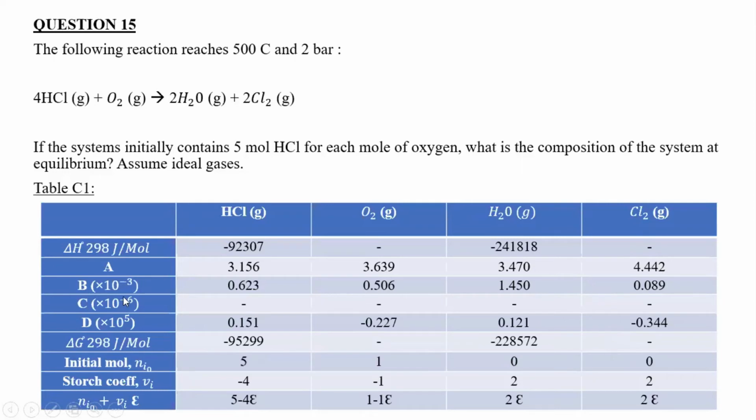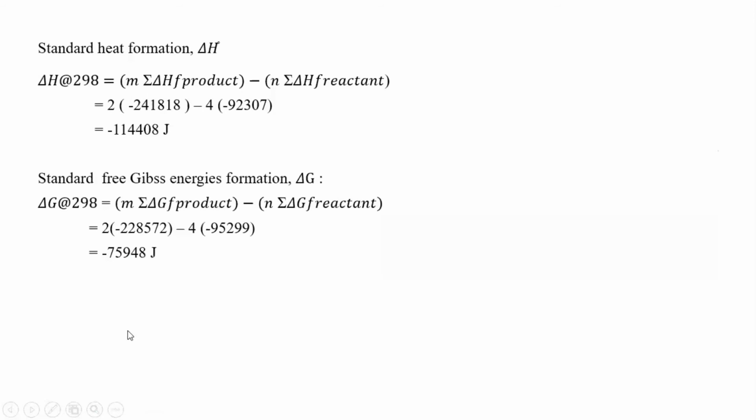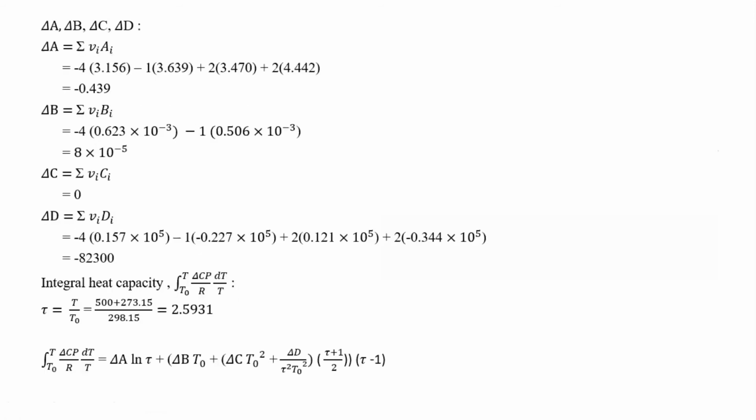Same goes to B, which is negative 4 multiplied with 0.623 plus negative 1 multiplied with 0.506 and so on. That's also the same for C and D. So this is the value of A, B, C, and D. And why do we need to calculate these values? Because we want to find the change of enthalpy and change of entropy.